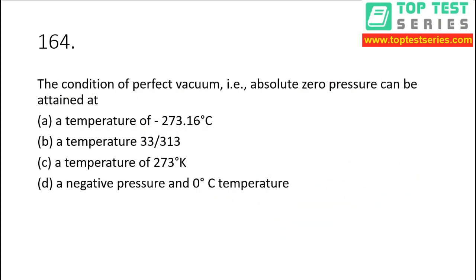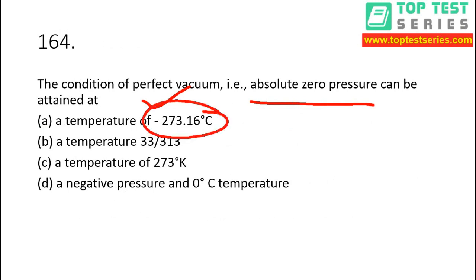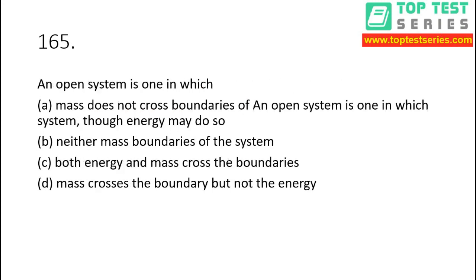164. Condition of perfect vacuum, that is absolute pressure, can be attained at, this is a one-liner question, minus 273.16 degree centigrade. But don't mistake this with the critical temperature of water, that is in plus and this one is in minus. So remember that. Most of the time I have seen students confuse this.